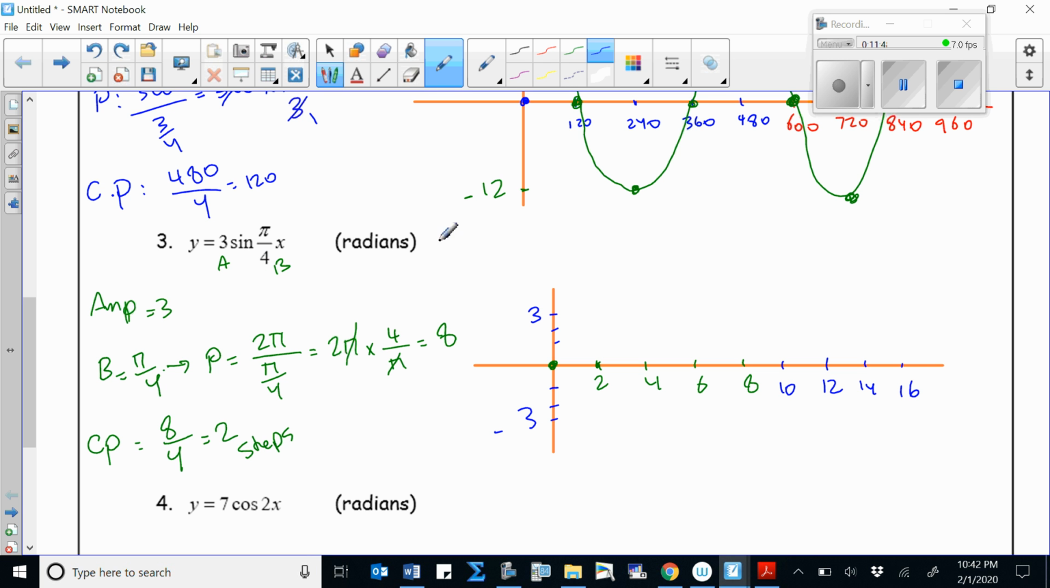Then this is sine, so it starts with middle, high, middle, low, and middle. So we use the same pattern. Middle, high, middle, low, middle. This is the first cycle, and then the second one again, middle, high, middle, low, and middle. So this is the second cycle.